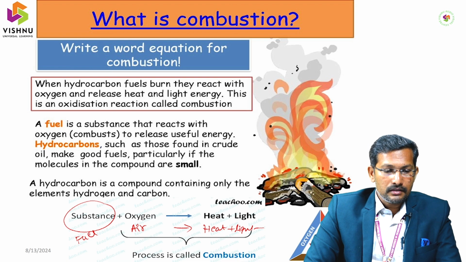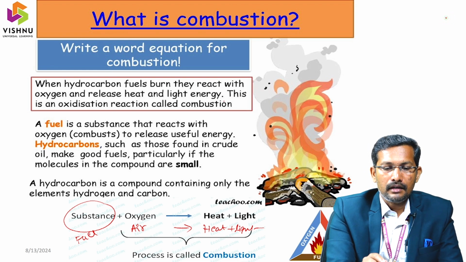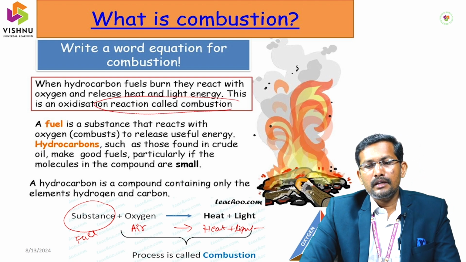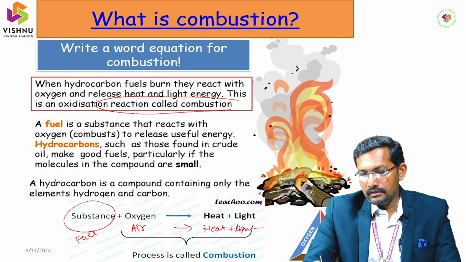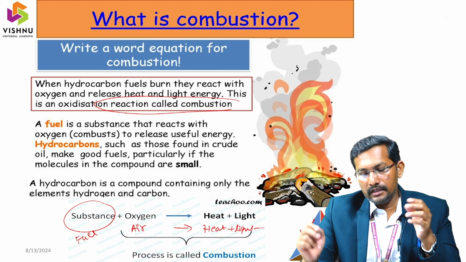When hydrocarbon fuels burn, they react with oxygen and release heat and light energy. This is an oxidation reaction called combustion. We can say simply that combustion is a rapid chemical reaction. If you look at that triangle, one side is oxygen, which is required, another side is fuel, which is required. If these two interact and form combustion, then we are going to get heat.